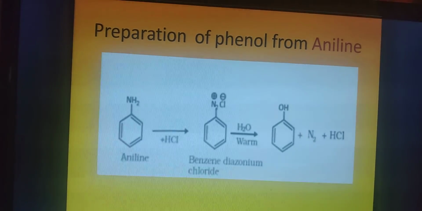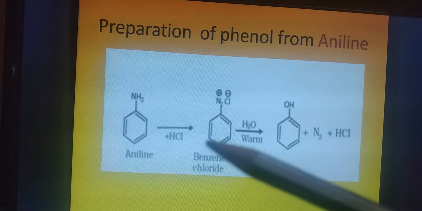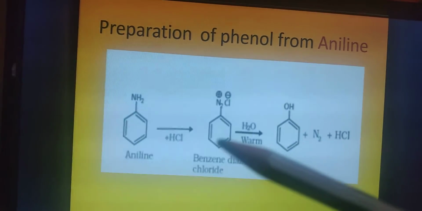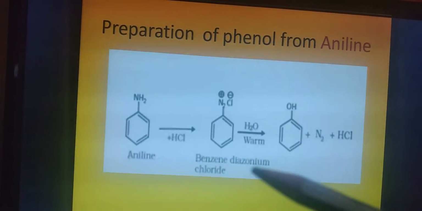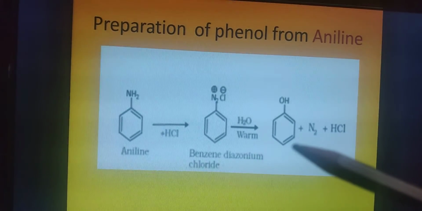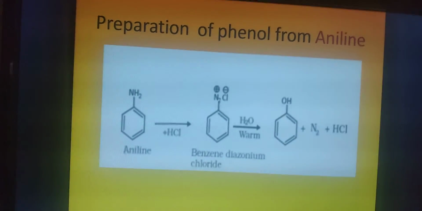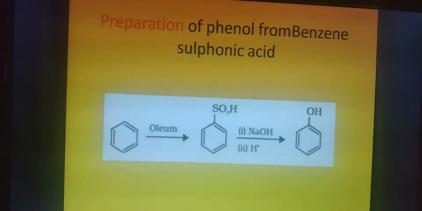So again, repeat it. Aniline reacts with HCl to form benzene diazonium chloride. It reacts with lukewarm water to form phenol. So this one is the first reaction.